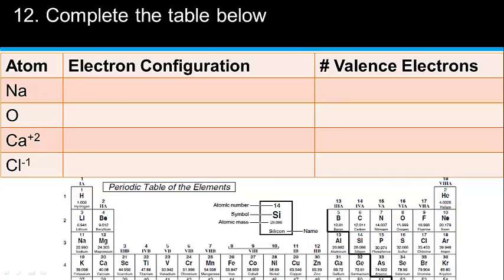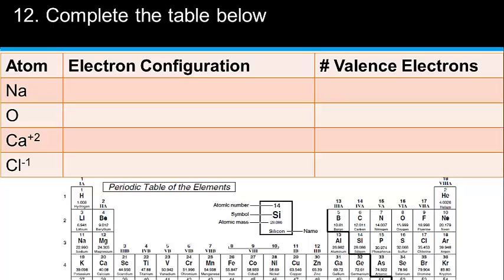Number 12 asks us to complete the table below. So I want electron configuration and the number of valence electrons. I've got my little cut off table of elements so we can count our electrons and do our electron configuration. Electron configuration just shows us how the electrons are arranged in their energy levels and atomic orbitals.